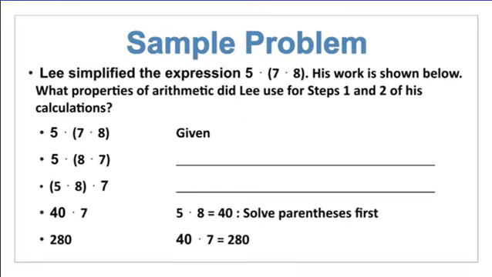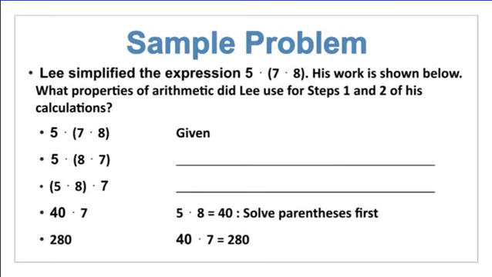And let's look at an example here with putting everything together. As Lee simplified the expressions 5 times 7 times 8, his work is shown below. What properties of arithmetic did Lee use for steps 1 and 2 of his calculation? So they did all the work, we just need to write the steps. So really it's going to be, what is the property?